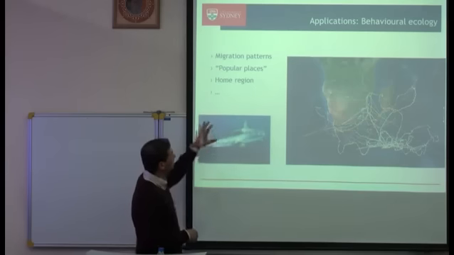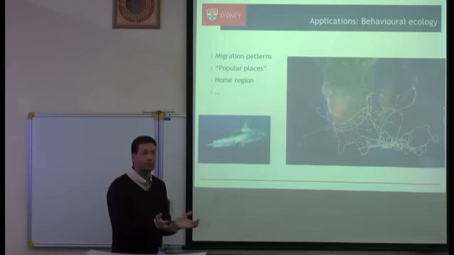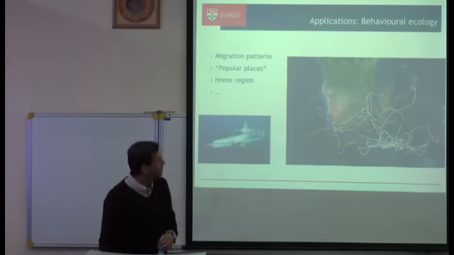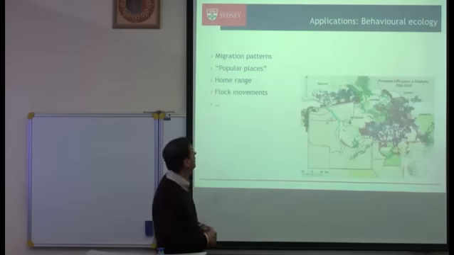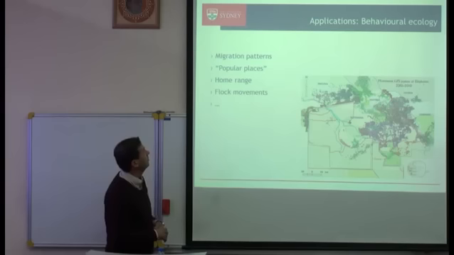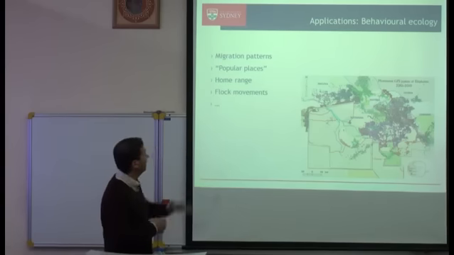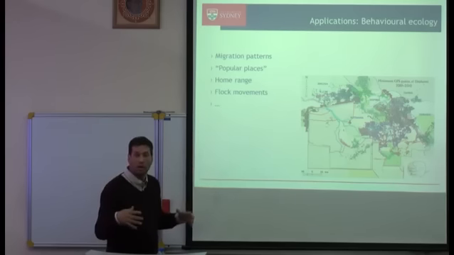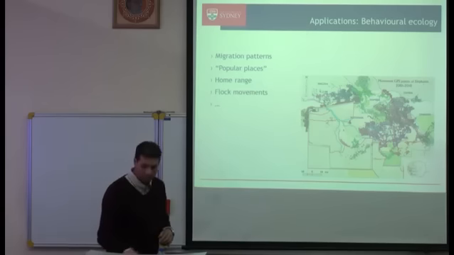And especially what ecologists are often interested in is what is the region that they usually move in? Right? How can you decide that? Here's another example of elephants. So there again, you want migration patterns. The popular places, also flock movements. So how do they move in a group? How do they migrate in a group? Okay.